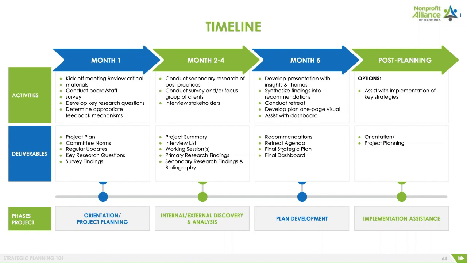And then post-planning. Post-planning looks at assisting with the implementation of key strategies. Deliverables can include orientation and project planning, as well as monitoring and evaluation. The phases of strategic planning are orientation and project planning, internal and external discovery and analysis, development of the plan, and implementing any adjustments or assistance that are needed post-planning.